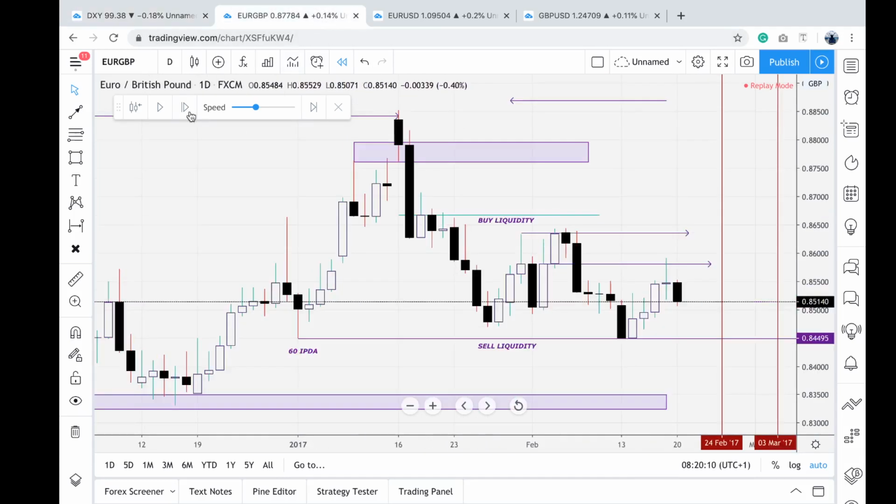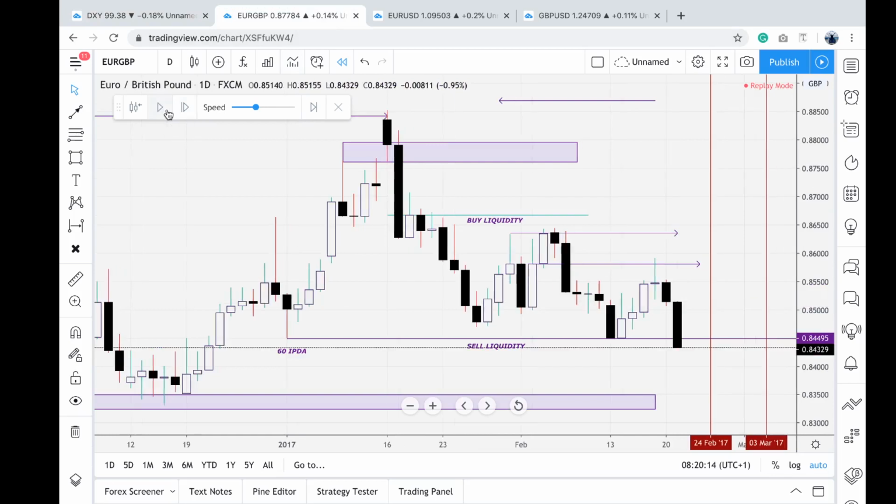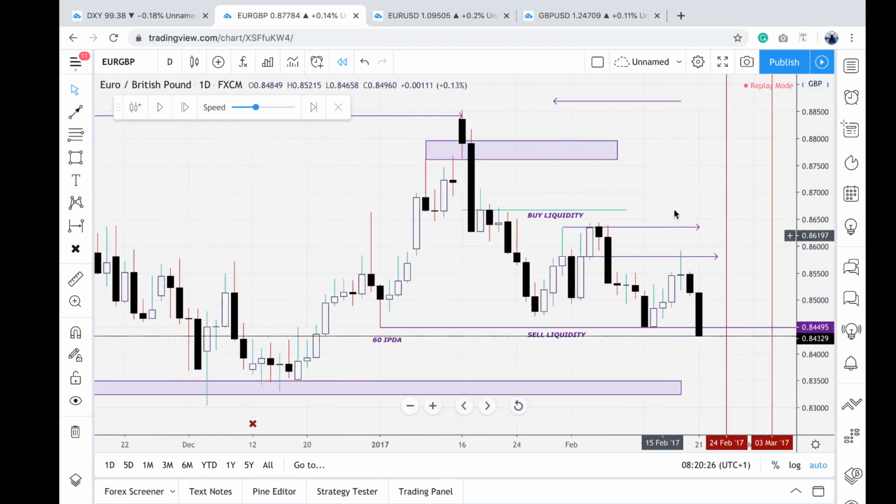Euro pound, not trading this. Euro pound, we traded down, bearishness. We still would not have taken this trade, even though we wanted to see bearishness, because we're at the middle of the range. We don't want to take trades when price is at the middle of the range.